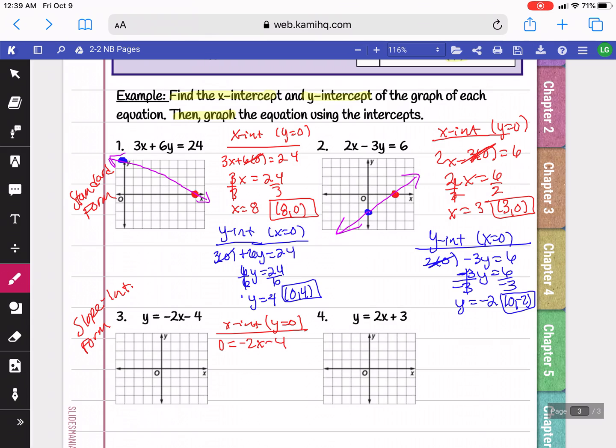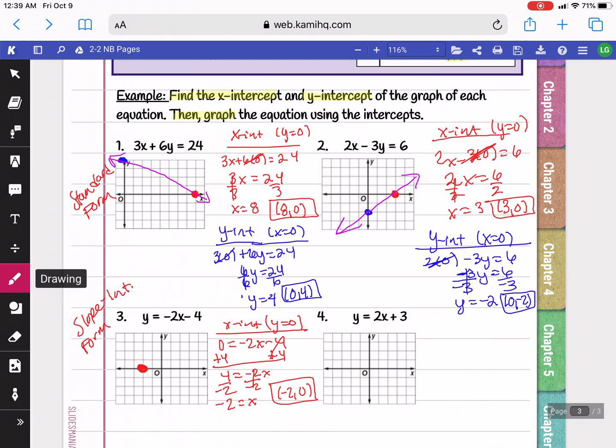Since this one's written differently, my steps are going to look a little different. Here I have an equation I need to solve for x. So I'm going to add 4 to both sides. I get 4 equals negative 2x, and then I can divide by negative 2. So my x-intercept's at negative 2. If you write that as a point, it's negative 2, 0. So I'm going to graph my x-intercept at negative 2.